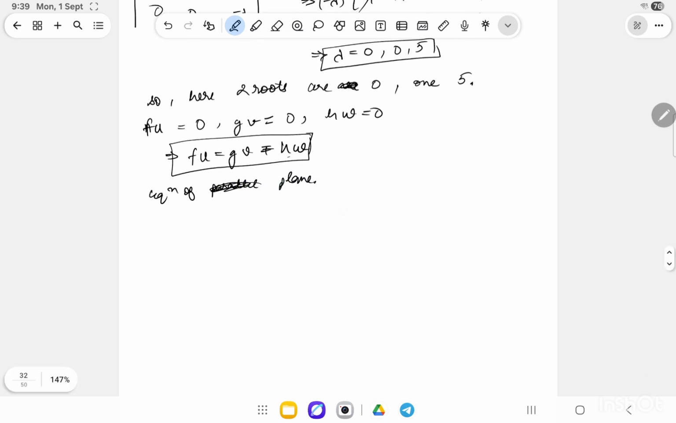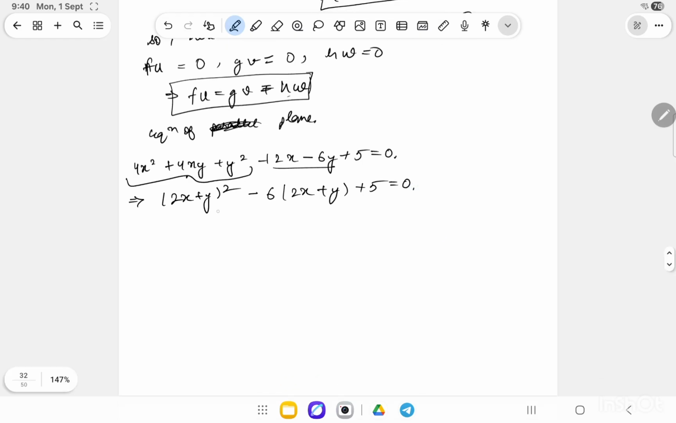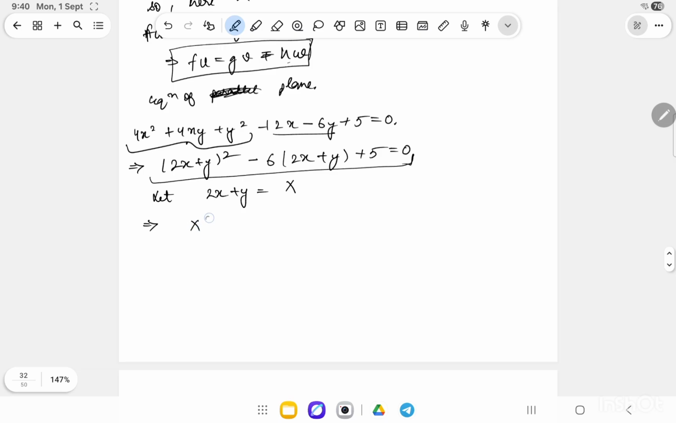And if you observe, the given equation is basically 4x square plus 4xy plus y square minus 12x minus 6y plus 5 equals to 0. So I can write this equation as 2x plus y whole square, and I can take 6 common from here, minus 6 into 2x plus y, plus 5 equals to 0. If you observe, this becomes a quadratic equation in 2x plus y. So let us assume that 2x plus y is equal to capital X. The equation will be reduced to capital X square minus 6 capital X plus 5 equals to 0.